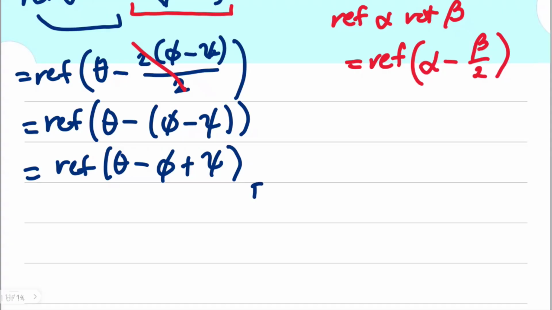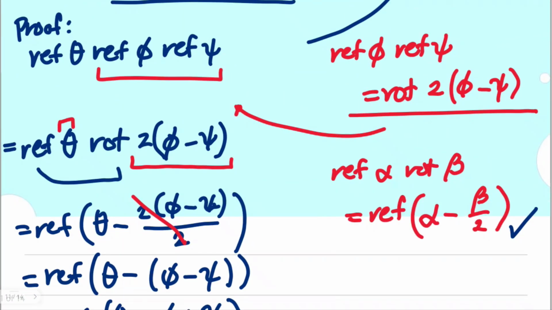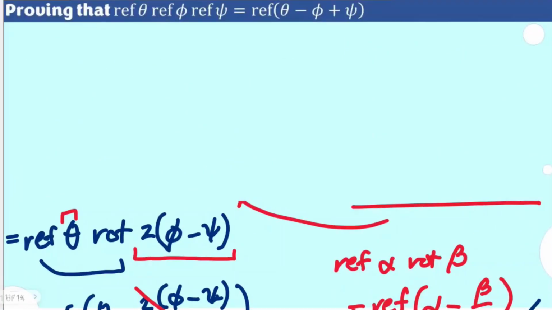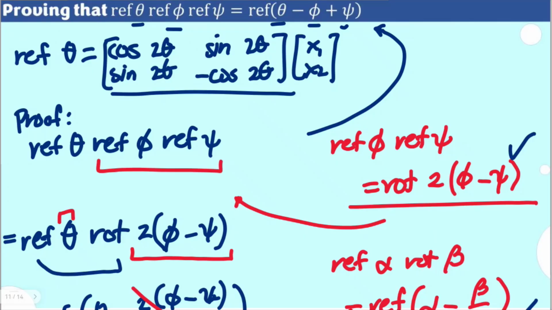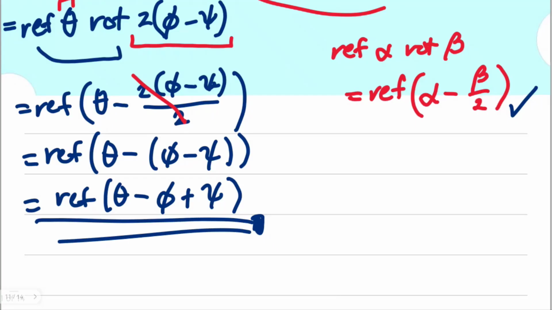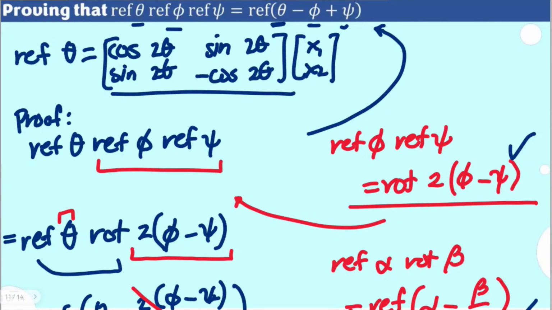Okay, this is now the proof, a very short proof, because we have already shown these identities as well in the previous video. We have shown that the product of three reflections would be equal to the reflection of the first angle minus the second angle plus the third angle, similar to this form. Okay, and that is for the proof of this.